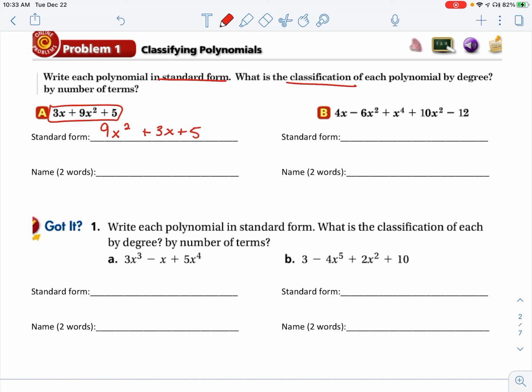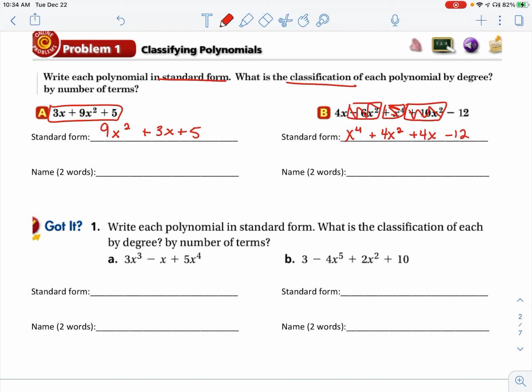Ooh, the biggest term, so I have a positive x to the fourth, that should be first because it has the biggest degree. I don't have any x cubes, so now I need to put negative 6x squared, positive 10x squared makes positive 4x squared when we combine our like terms. Going to scribble those out. And then a 4x after that, and then a minus 12 after that.